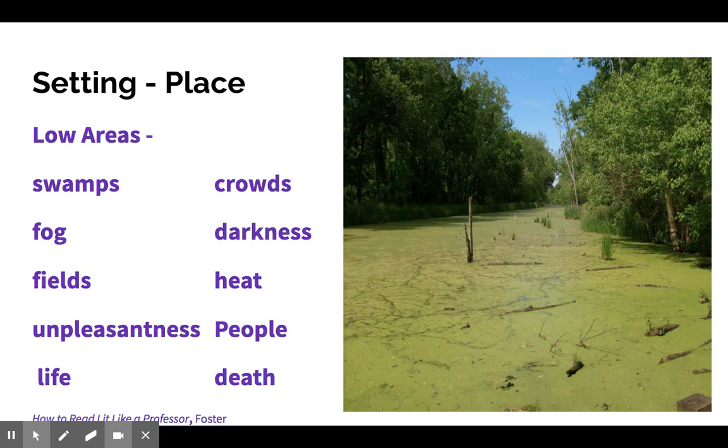And you'll notice, by the way, that there's a note here on the bottom of the screen that this is from a book called How to Read Lit Like a Professor. It's actually a book that I recommend you check out if you can. It's how to read fiction texts as though you were a literature professor. And one of the tricks is to read setting as a kind of indicator of the atmosphere or the mood.